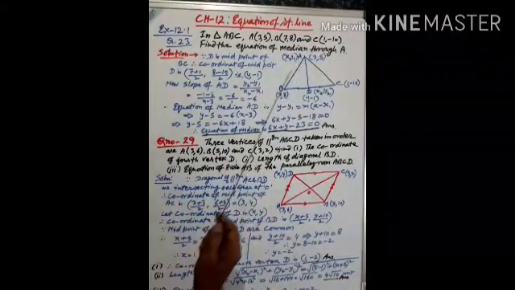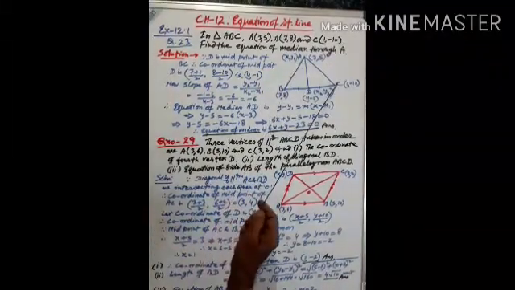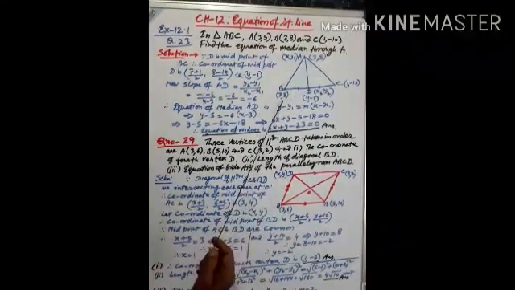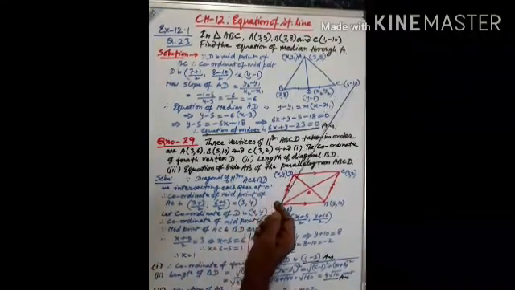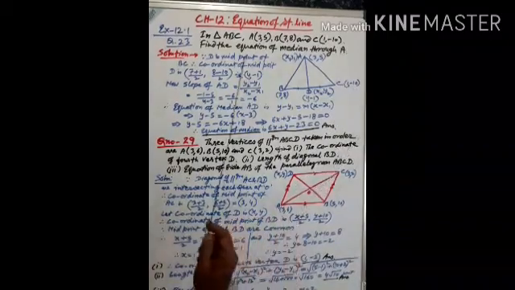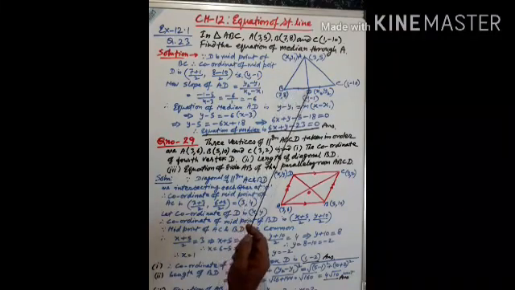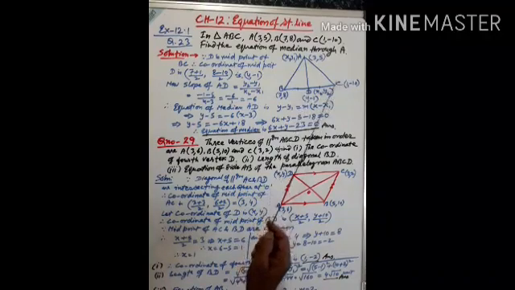So let us draw a triangle ABC, where the coordinate of A is (3, 5), coordinate of B is (7, 8), coordinate of C is (1, -10). You know that a median is the line of a triangle which divides the opposite side into two equal parts. That is, if AD is the median, then BD equals DC.